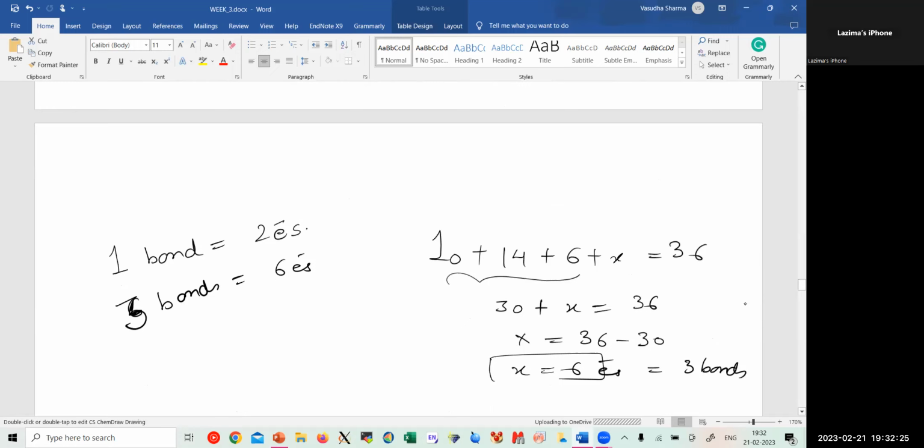6 is nothing but your number of electrons. So one bond is formed by two electrons. Three bonds will be formed by six electrons.